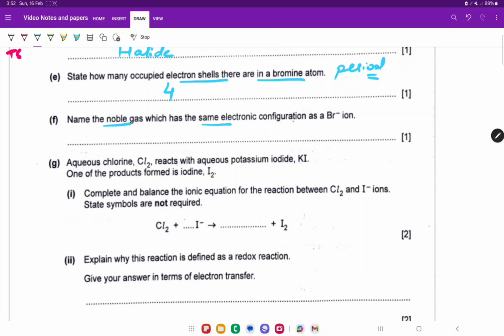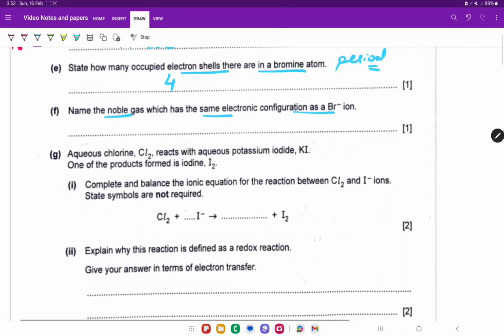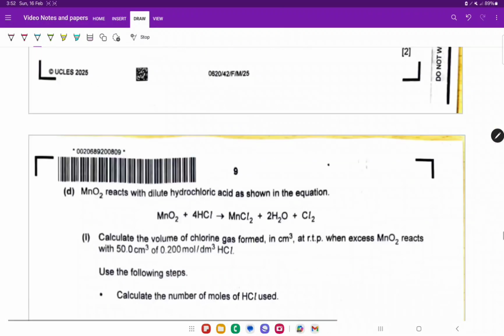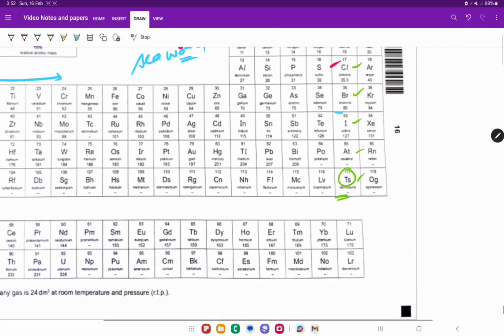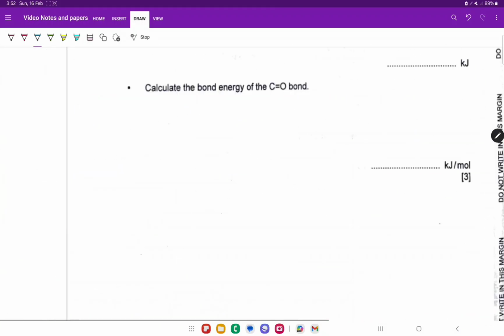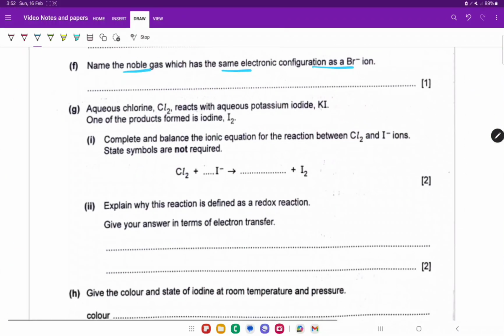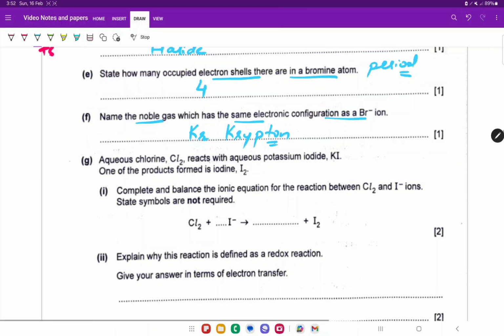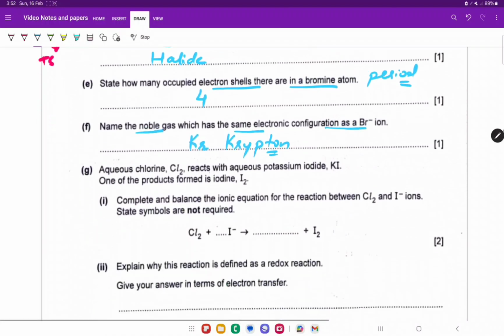Name the noble gas with the same electronic configuration as the Br minus ion. Now the Br minus ion will accept 1 electron and it will have 8 electrons in the outermost shell, and that will resemble the nearest noble gas, and the nearest noble gas for Br will be krypton. So it will have the same configuration as krypton, as you can see in this periodic table. The periodic table is required for this question. You have to scroll down again and again or turn your page for the periodic table. Br minus ion will have the same electronic configuration as krypton, Kr. And since they are asking for the name, we have to write the name.